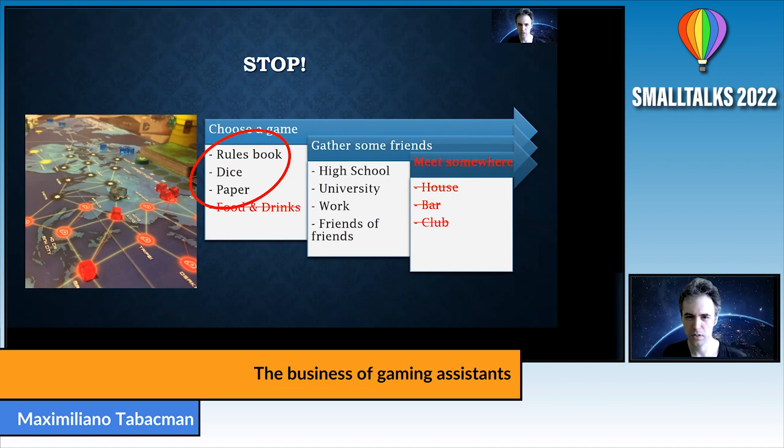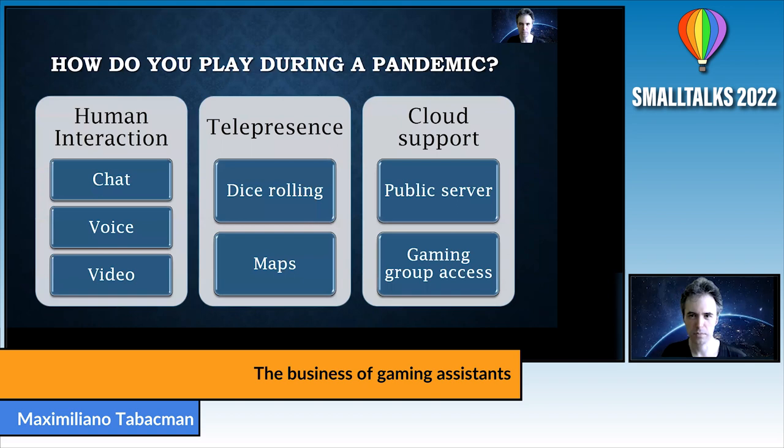Well, we can only change the rule book for a computer, but we can't change our friends or the place. I mean, well, how do you play during a pandemic? The thing that happened was that virtual tabletops had this chance to cover the need for human interaction during the game with chat, voice, video, with applications like Zoom, Google Meet, etc. But also some of them, not in my case, but we tried to add them during the pandemic, had the need for telepresence, for dice rolling, for checking maps, stuff that you would do on the table.